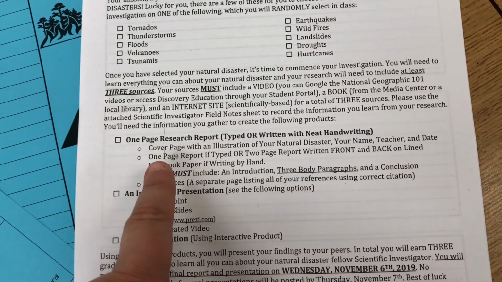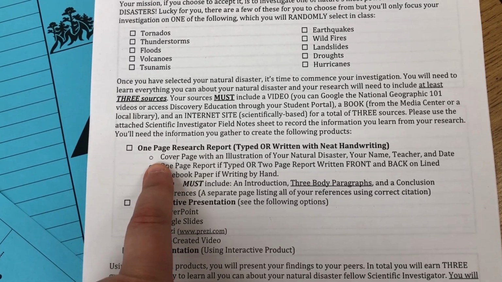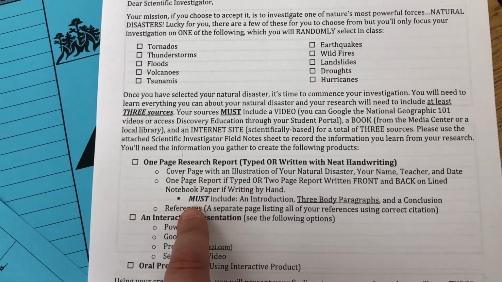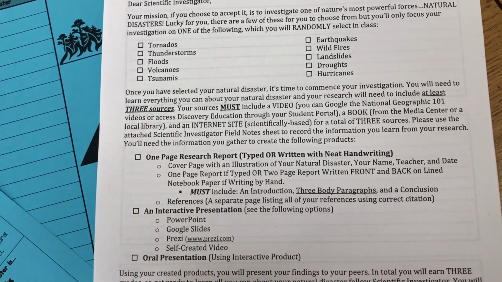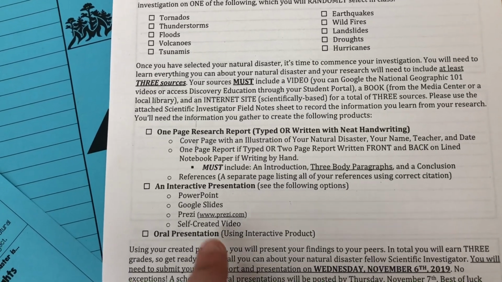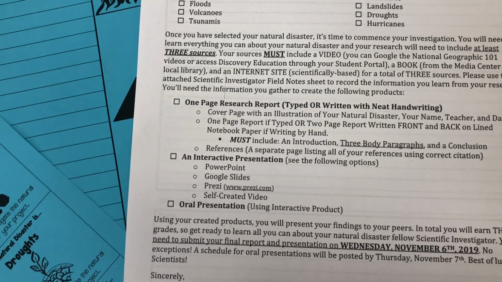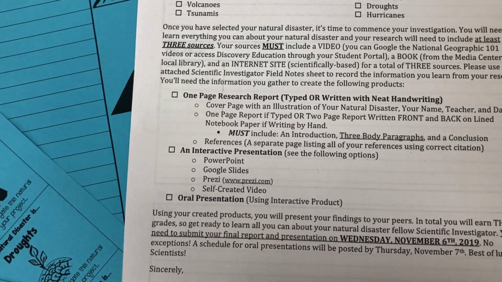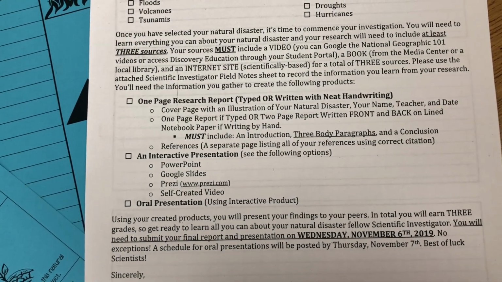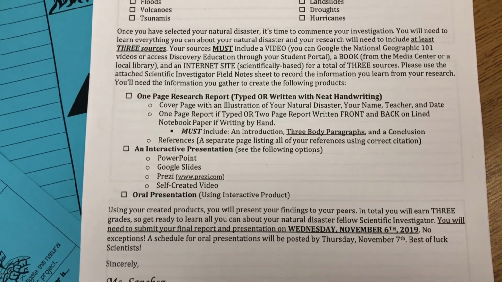And they have to create a one-page research report. And it's okay if it's maybe over a page or so. That one page doesn't cover the cover and it doesn't cover the reference page, which I will be telling them how to do. They need to also create an interactive presentation. They have a choice between PowerPoint, Google Slides, Prezi, or a self-created video. And then, of course, they have to actually present it. This is worth 3 grades, and it's due in about 3 weeks. The students will have about 3 weekends to work on it, and again, we'll do some of it in class.